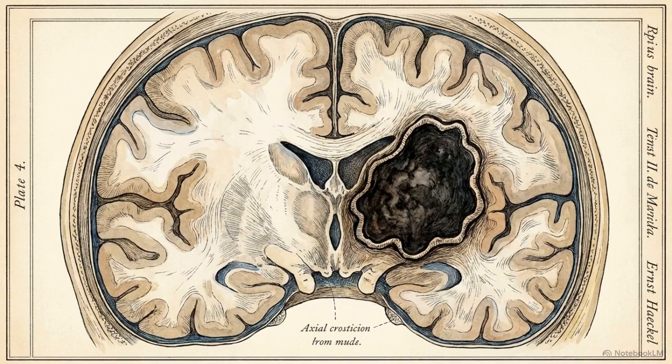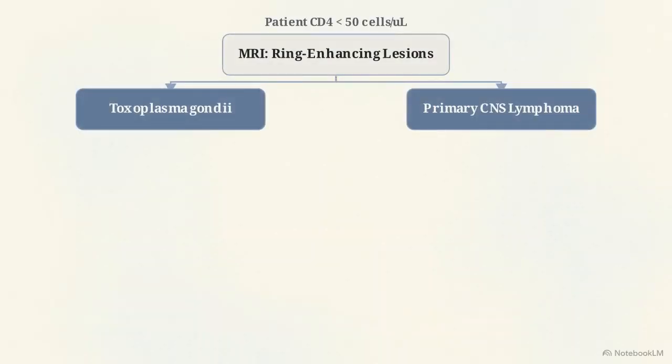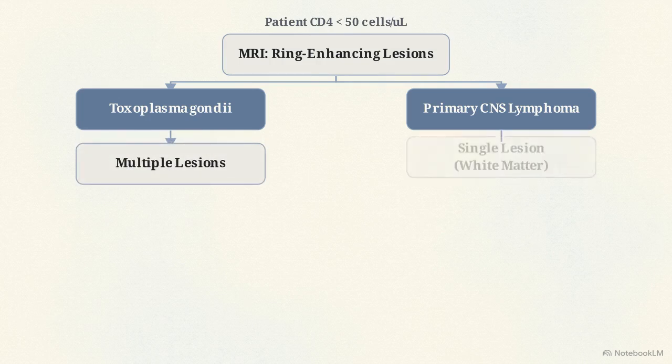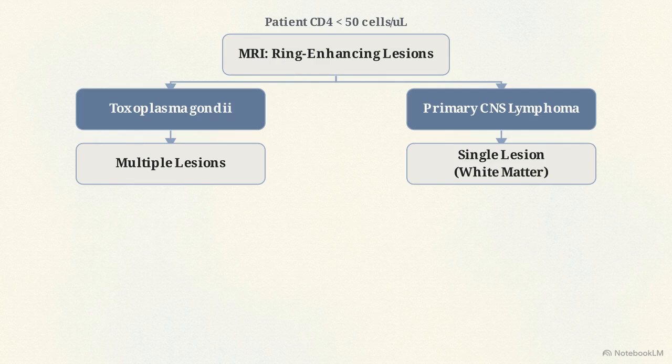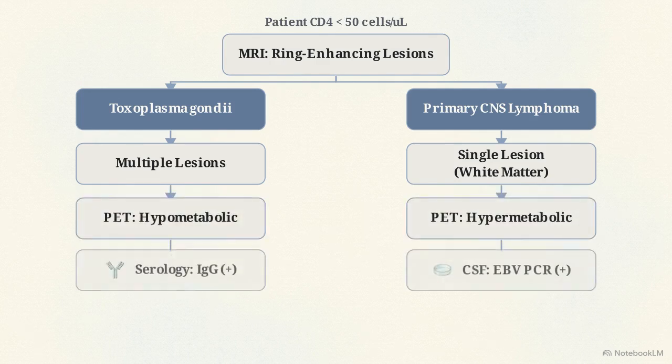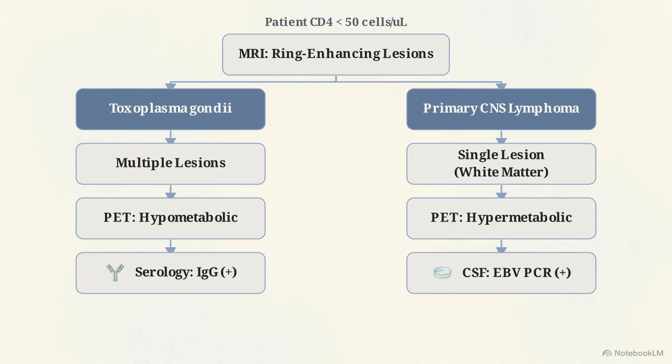Within the brain, the 50 CD4 threshold permits the emergence of primary CNS lymphoma, an aggressive malignancy completely associated with the Epstein-Barr virus. This decision tree provides the protocol for differentiating lymphoma from toxoplasma. While toxoplasma causes multiple lesions, primary CNS lymphoma typically presents as a single ring-enhancing lesion in the white matter, requiring a PET scan or CSF EBV PCR to confirm the diagnosis.